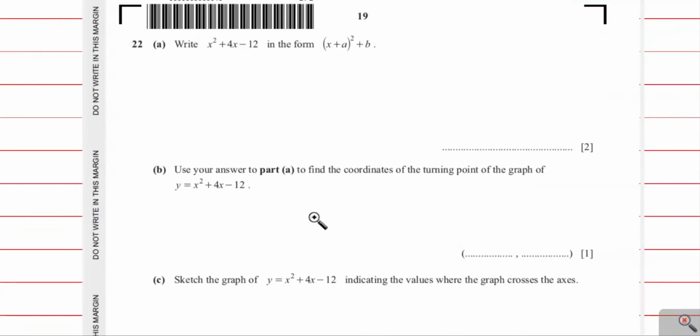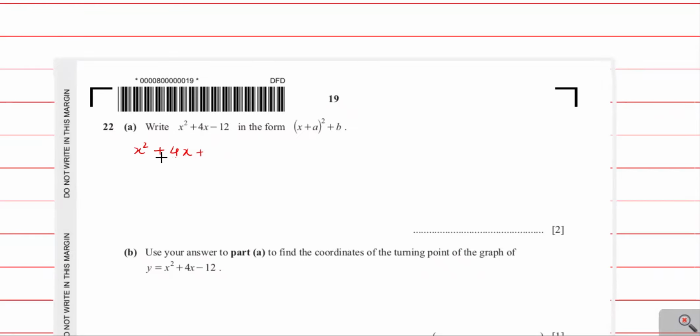Question 22. Write x squared plus 4x minus 12 in the form of (x plus a) whole squared plus b. Look here, this is x squared plus 4x minus 12. We can write this as x squared plus 4x plus 2 squared. It is the half of the coefficient of x. And to balance the expression, we will subtract 2 squared and minus 12 we write as it is. And this x squared plus 4x plus 2 squared will be equal to (x plus 2) whole squared.